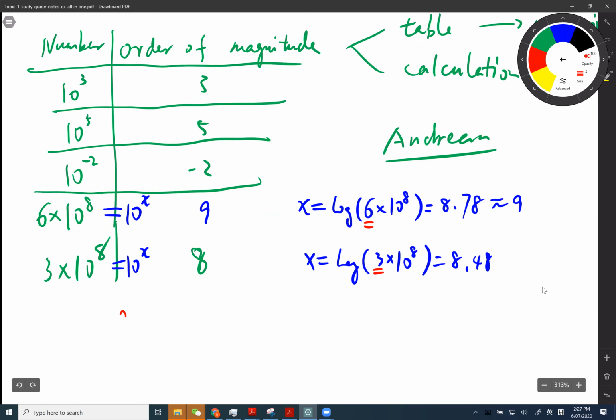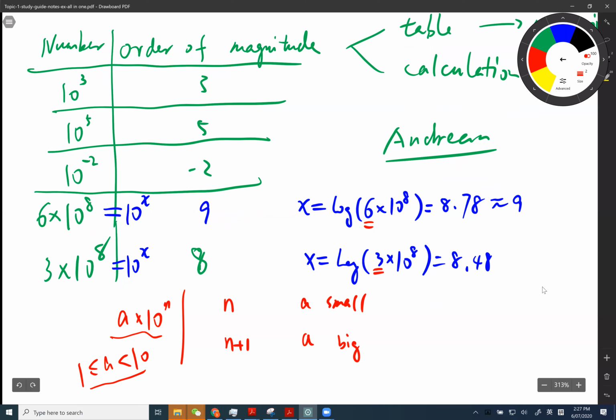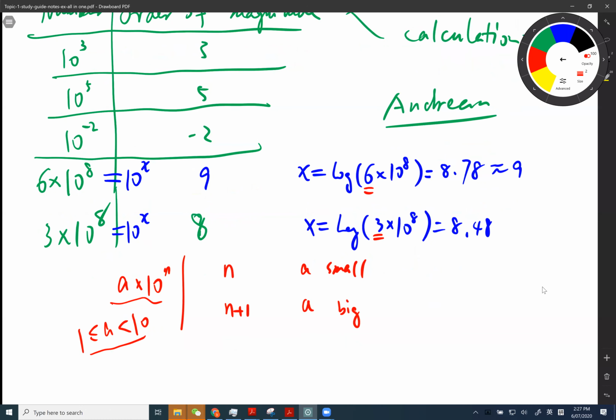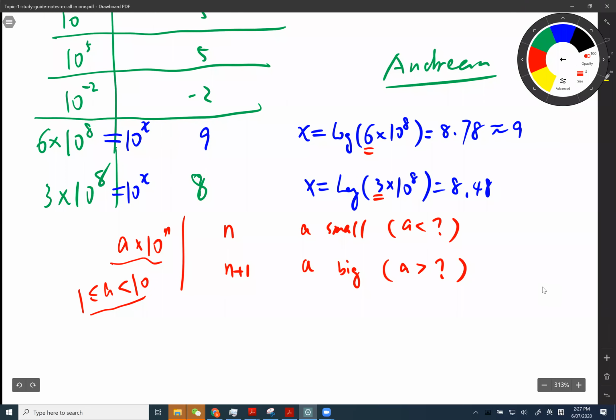If we write A times 10 to the power of n, the order of magnitude is sometimes n, sometimes n plus 1. This is called standard form, or scientific form. A is always between 1 and 10. Do you remember standard form? If A is big, n plus 1. If A is small, just n. Who knows the boundary? A bigger than what, you need to round up? A less than what, you round down? This idea is like mathematics.